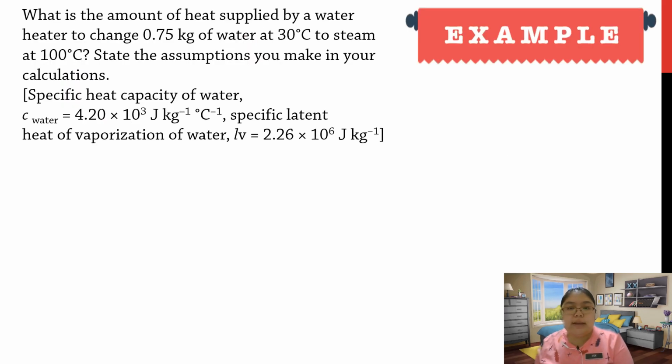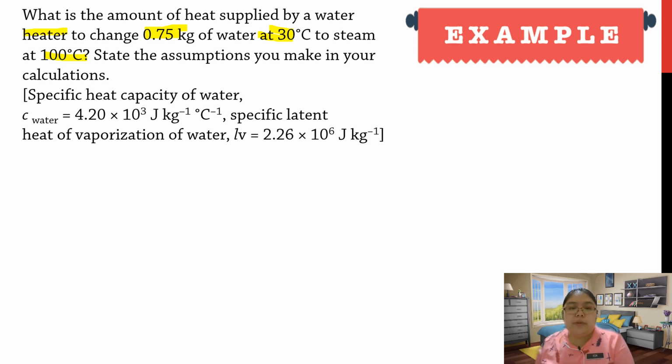Okay, next let's see another example. The amount of heat supplied by the water heater changes 0.75 kg of water at 30 degrees to steam at 100 degrees. For this situation we assume no heat loss. So all the heat provided is converted straightforwardly.